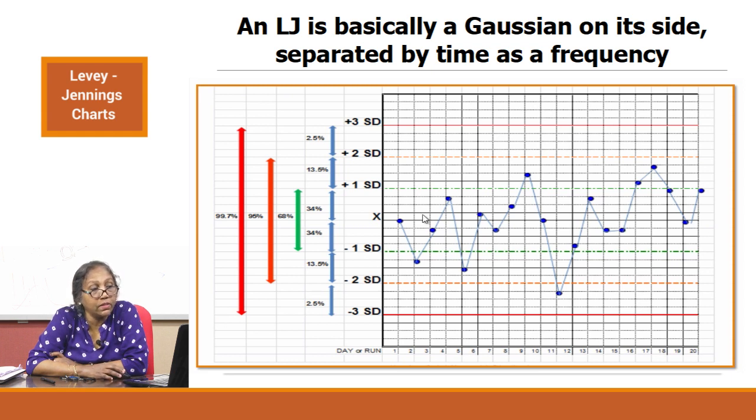So most of them are clustering in the 1 SD region, some of them are going beyond that, which makes it a normal Gaussian graph. If you had more runs to the side, then you may see more points going up and down, which will satisfy your 68, 95, 99 rule.